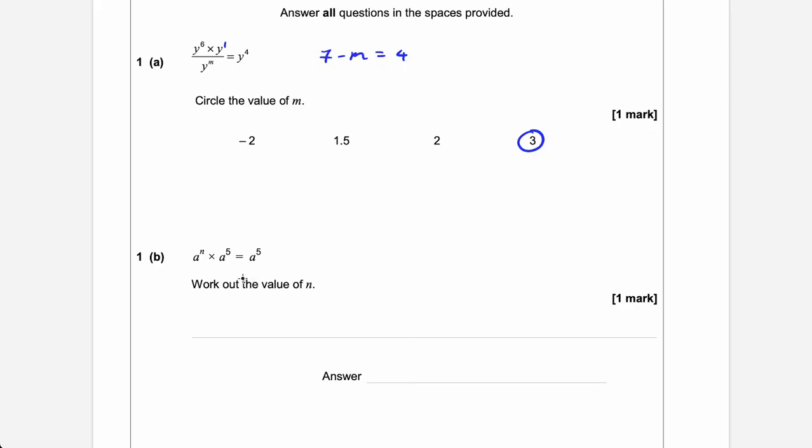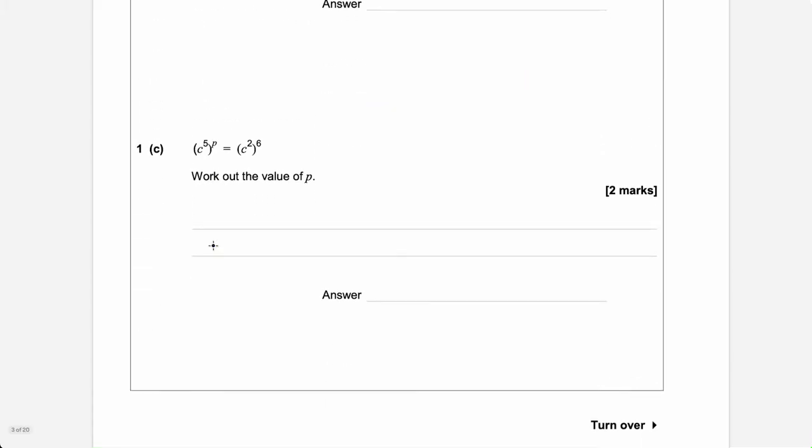Fine. Work out the value of n. Similar situation here, guys. What plus 5 equals 5? Well, n has to be 0. So, I don't know. Maybe that's a bit of a mean question at the start. But, yeah. N equals 0. Okay. 1c.